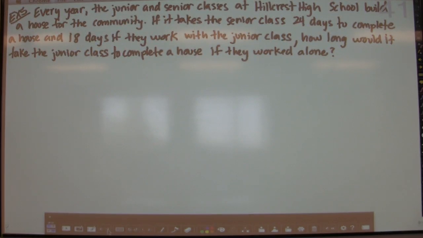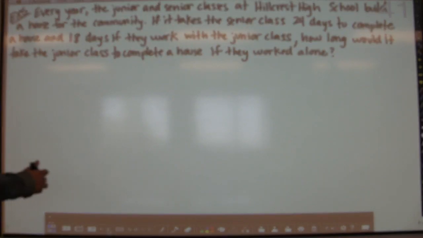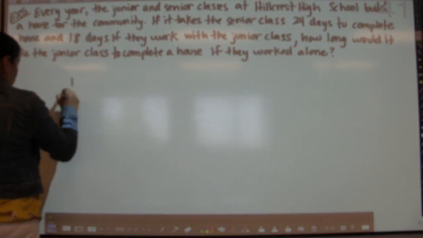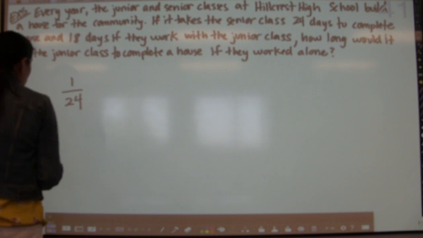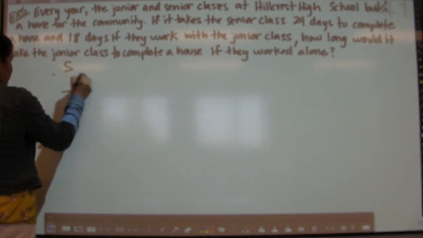So if the senior class can complete one house in 24 days, their rate is basically 1/24. So 1 over 24 is the rate for the seniors. So we want to put that up here, big old fat S for seniors.